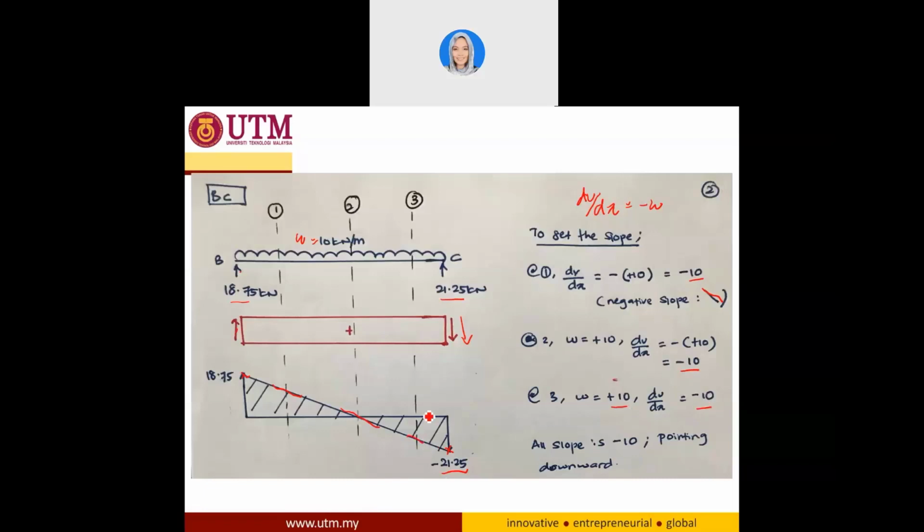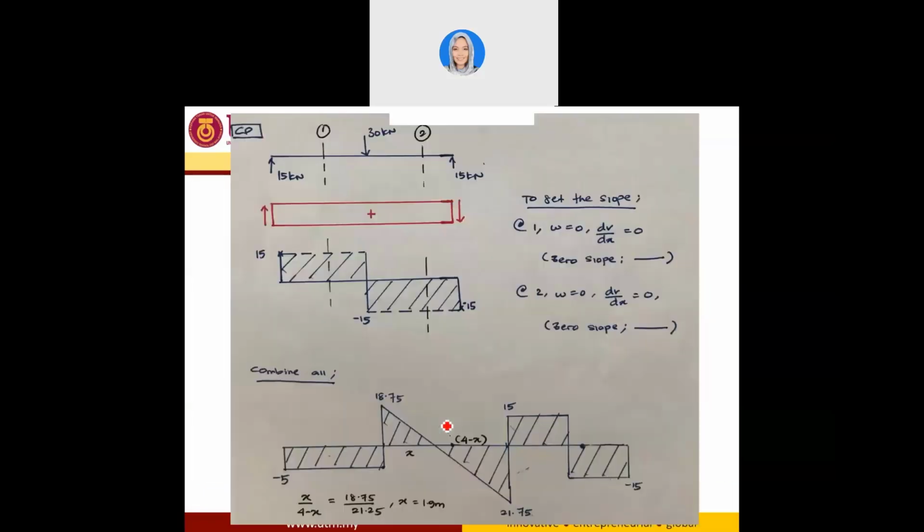So if you see here, there is no other loading other than W pointing downward here. This is why all our slopes are negative 10, and they are all pointing downward. So you can draw your line between point B and C pointing downward altogether. Okay, so this is your shear force diagram for member BC. Now for member CD, you have your end reaction, this is C and this is D.